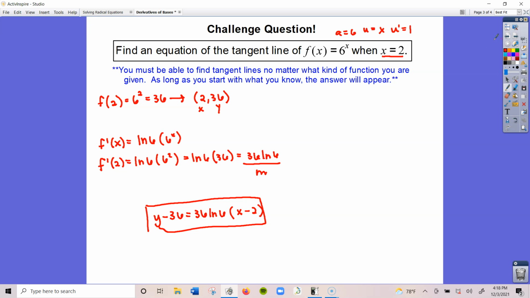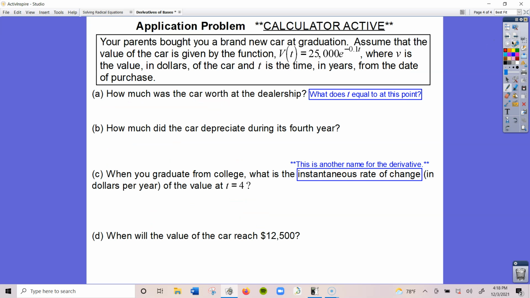Now let's practice a word problem. And this, of course, you're going to need to use the calculator. So when we use the calculator, make sure that you're careful with all of those decimals.